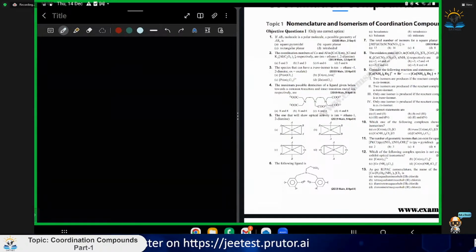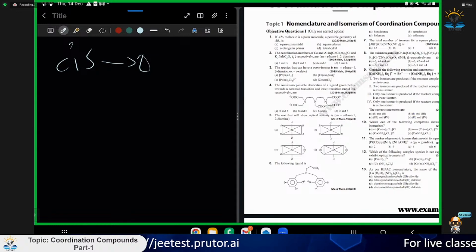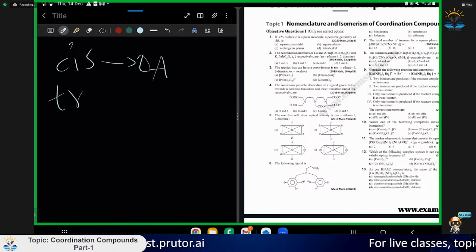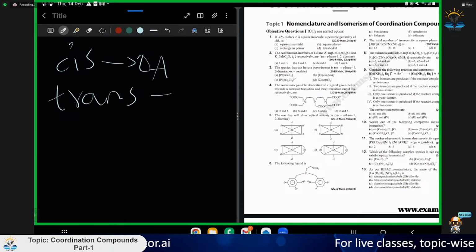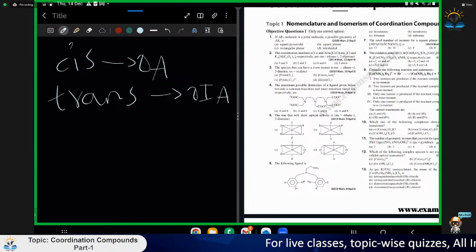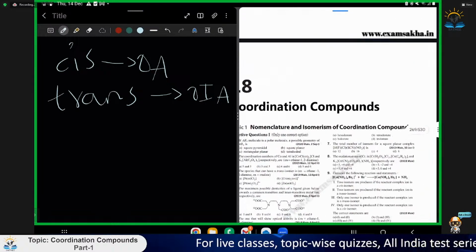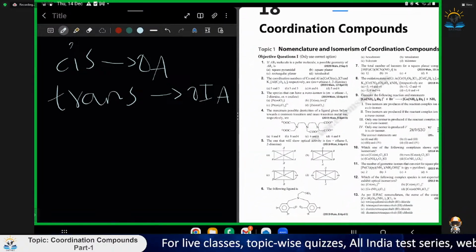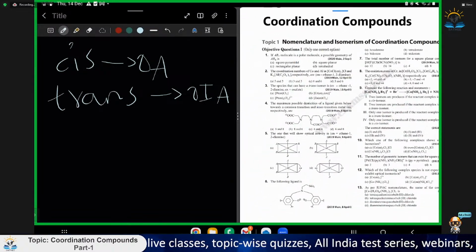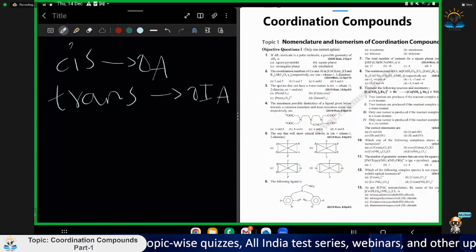Another point to mention: your cis structures are optically active. Your trans structures are optically inactive. You can see option C.